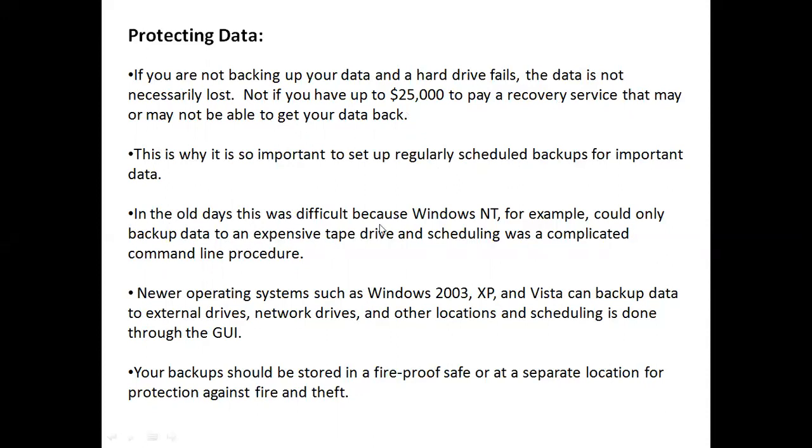In the old days, this was difficult because Windows NT, for example, could only back up data to an expensive tape drive, and scheduling was a complicated command line procedure. But now, Windows operating systems are very user friendly, so you can easily take a backup, and if some problem occurs, you can restore. So always, if you are solving any problem related to your computer, the first step is you should take the backup, and then you should experiment with your computing devices.